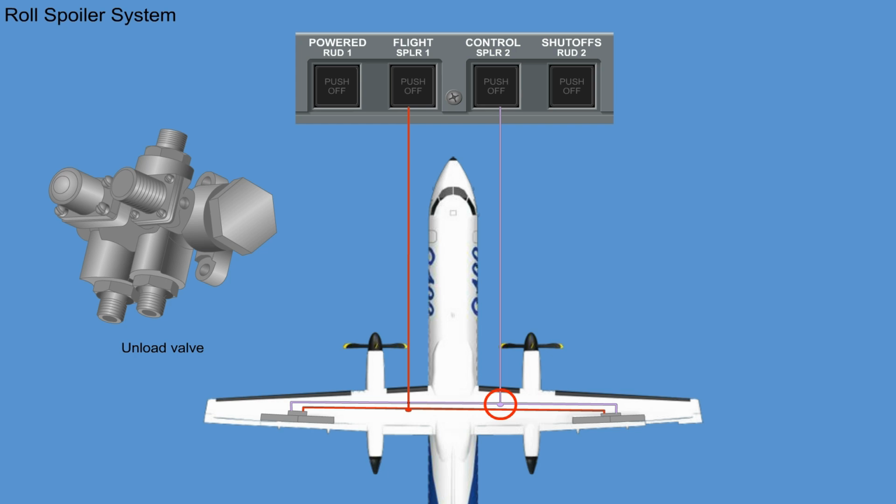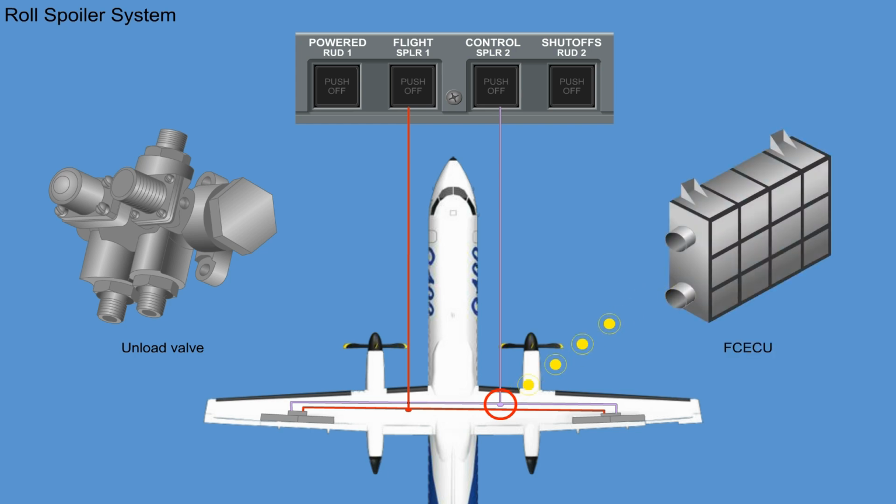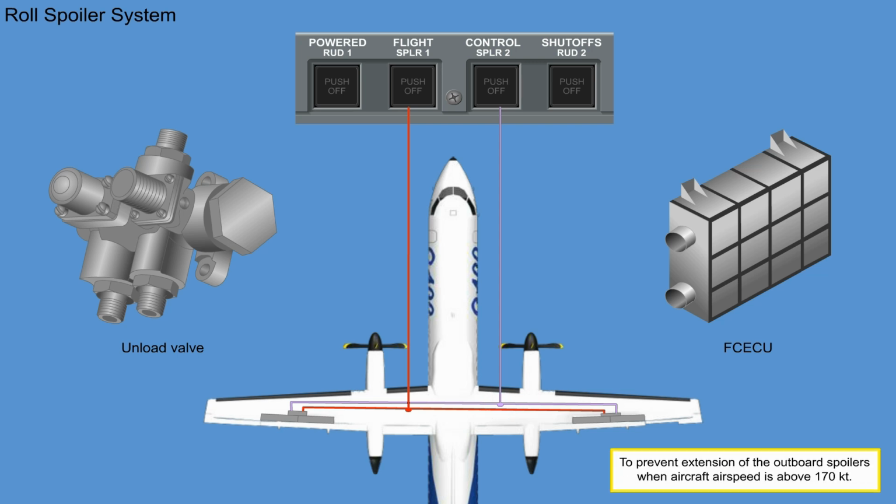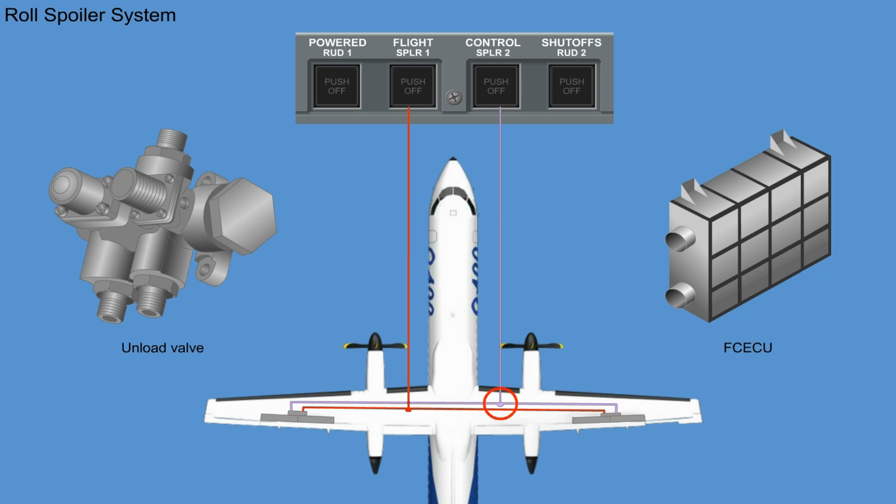In flight mode, the number 2 unload valve is operated electrically through the Flight Control Electronic Control Unit to prevent extension of the outboard spoilers when aircraft airspeed is above 170 knots. The number 2 unload valve can also be operated by depressing the roll spoiler switch light SPLR2 push off. If the inboard spoiler PCU linkage jams, the number 1 unload valve will prevent extension of the inboard spoilers when the SPLR1 push-off switch light is pushed.